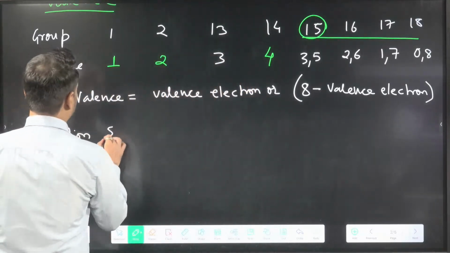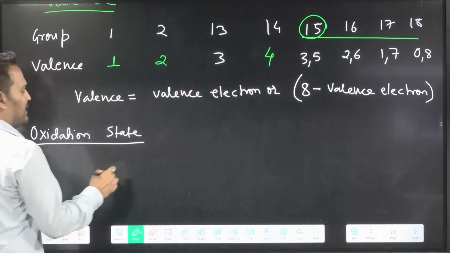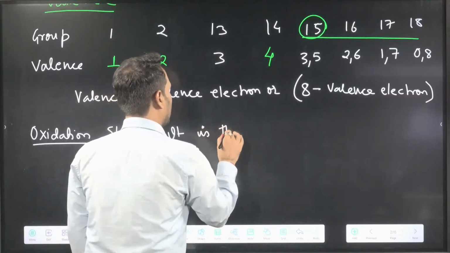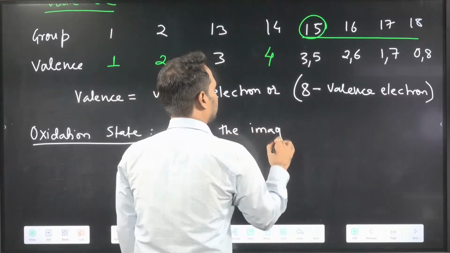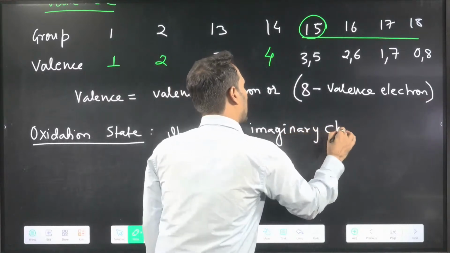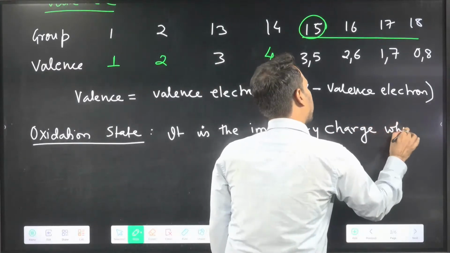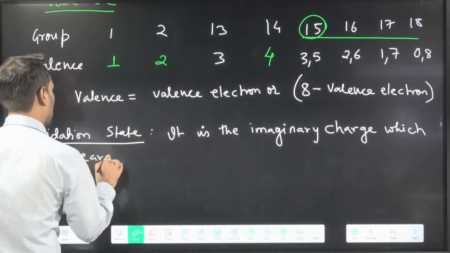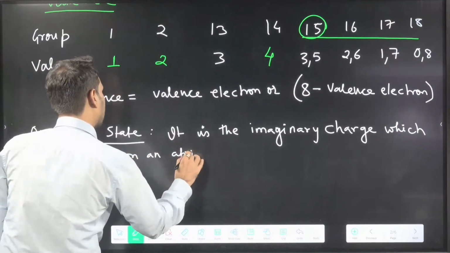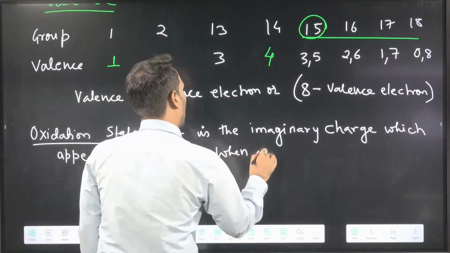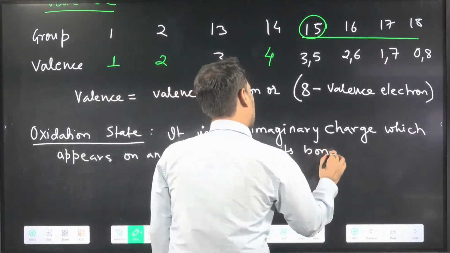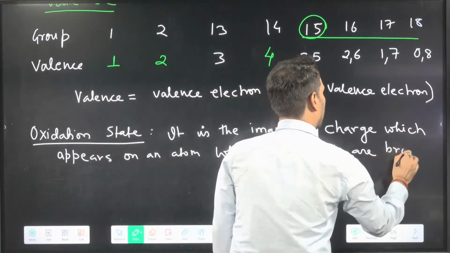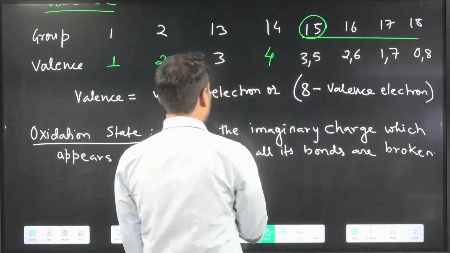Clear? So oxidation state. What do we say oxidation state is? We simply say it is the imaginary charge which appears on an atom when all its bonds are broken. So now 2 examples they have given in NCERT.